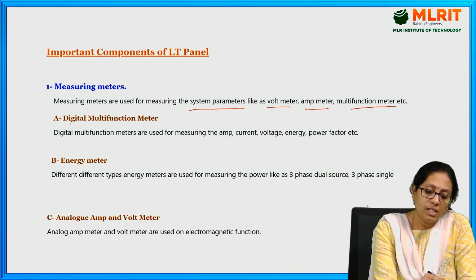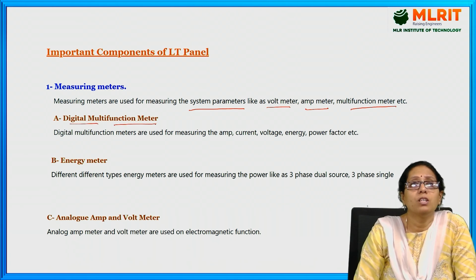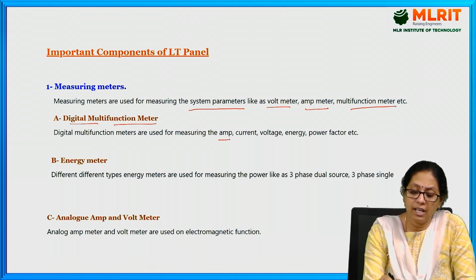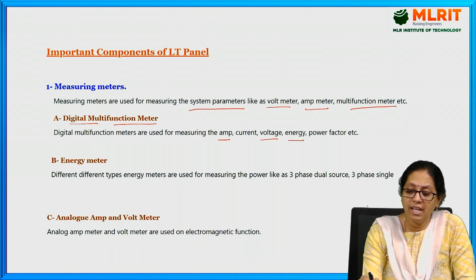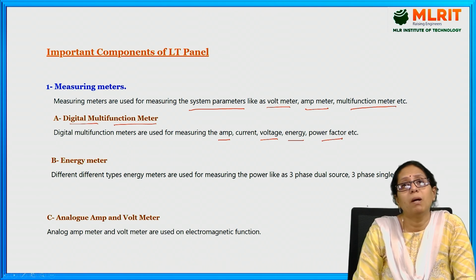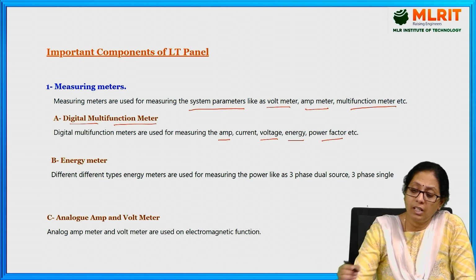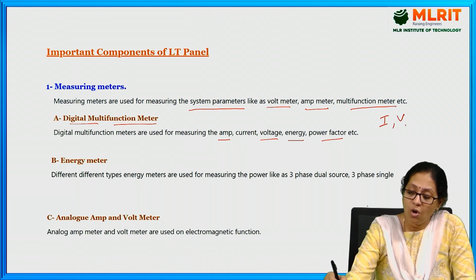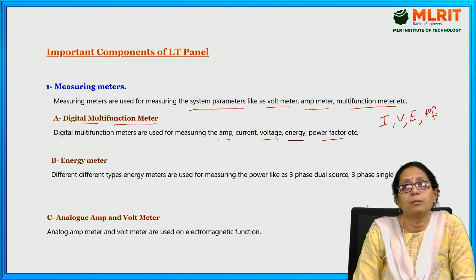First one is the digital multifunction meter. The digital multifunction meter is used for measuring the current, voltage, energy as well as the power factor. That means it can measure the current I or voltage or energy or the power factor.